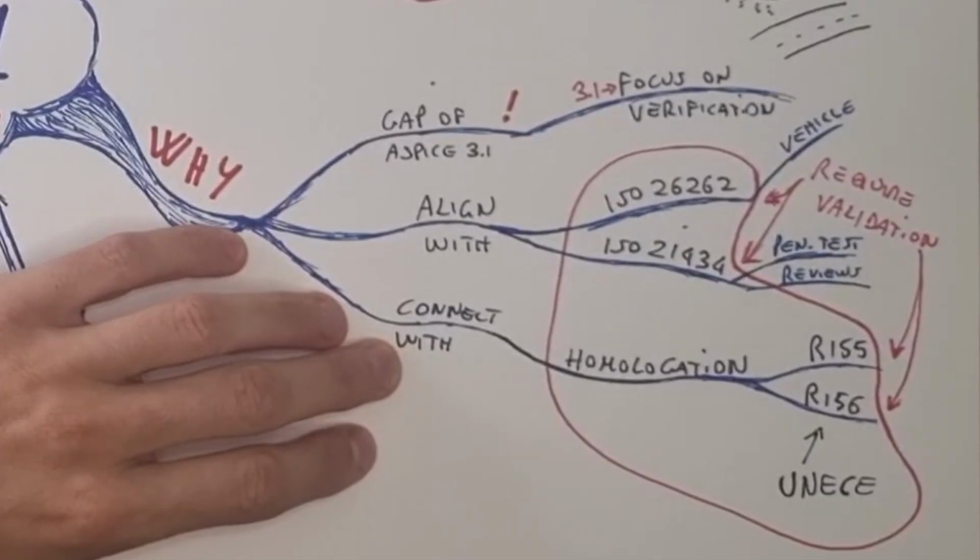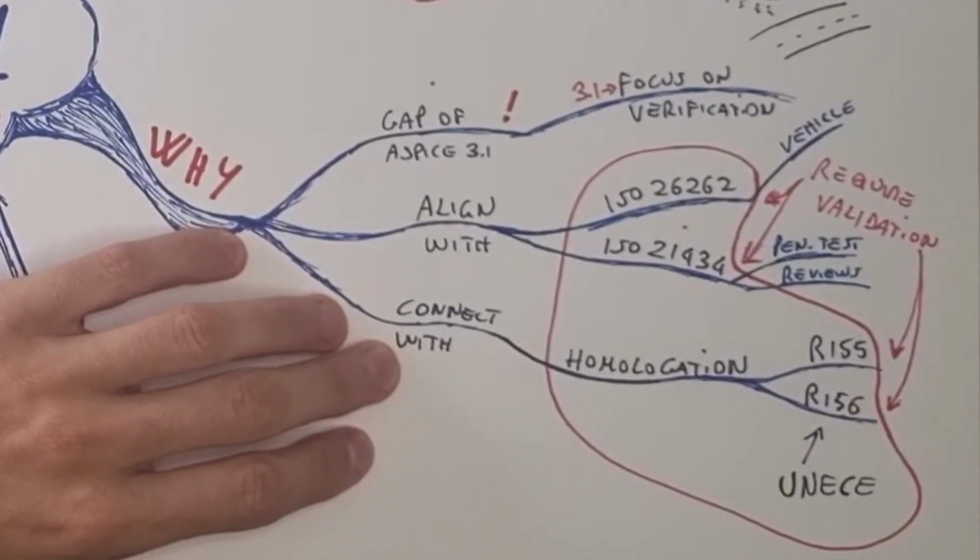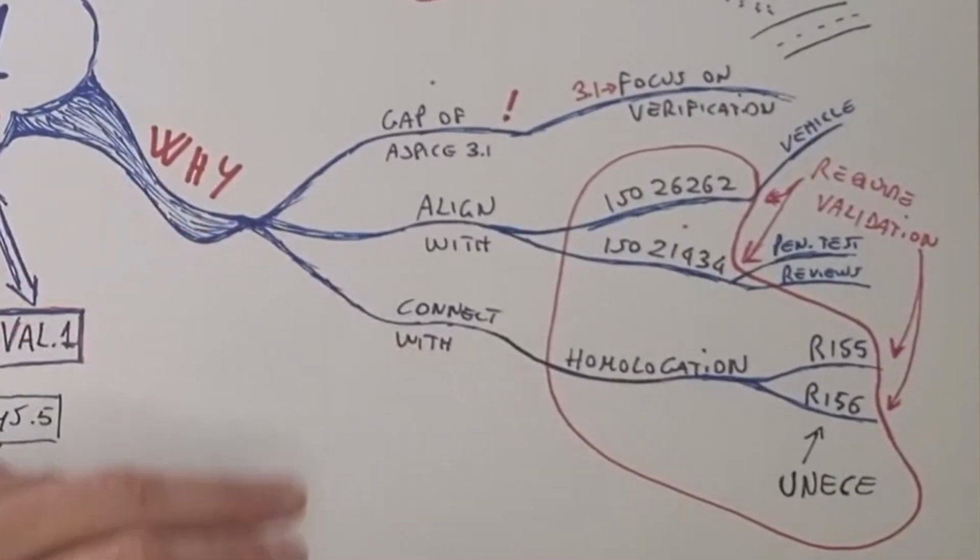Another key reason why Validation 1 was introduced in Automotive SPICE 4.0 is to ensure consistency with homologation and type approval frameworks, the legal process required to put a vehicle on the road. Homologation is the official approval granted by regulatory authorities that a vehicle meets all applicable safety, environmental, and cybersecurity regulations. Without homologation, a car maker simply cannot sell or register the vehicle in a given market.